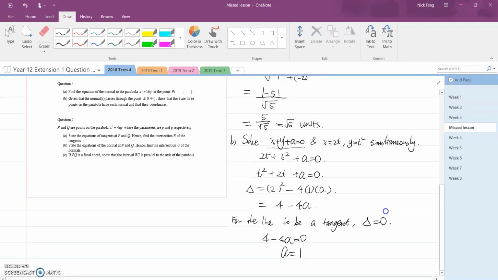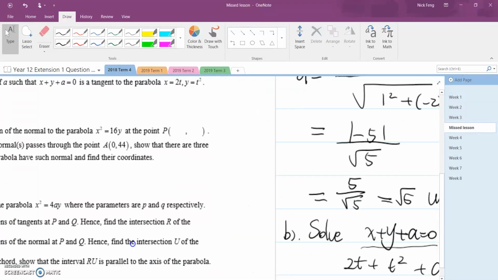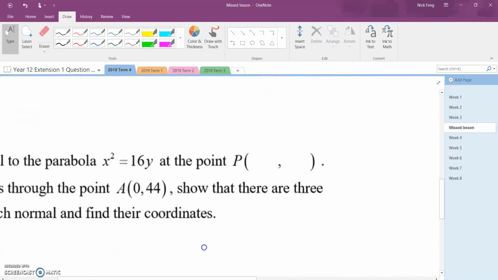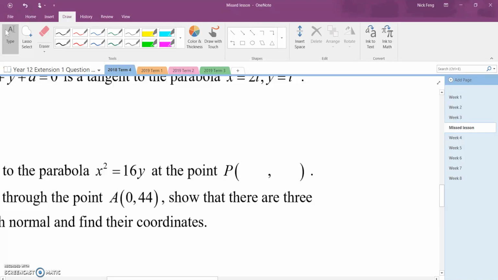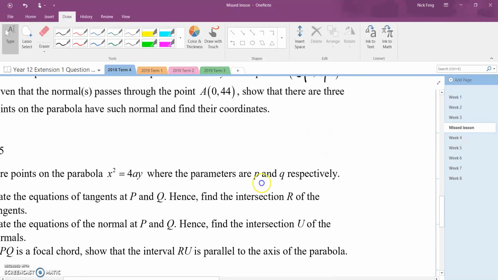Now, I will do question 4 right here. To start question 4, again, I really would like you to test yourself a billion times in this case. Now, x squared equals 16y. Well, 4a equals 16, a equals 4. The point is (2ap, ap squared); 2a is 8, so (8p, 4p squared). Just make sure you remember that.